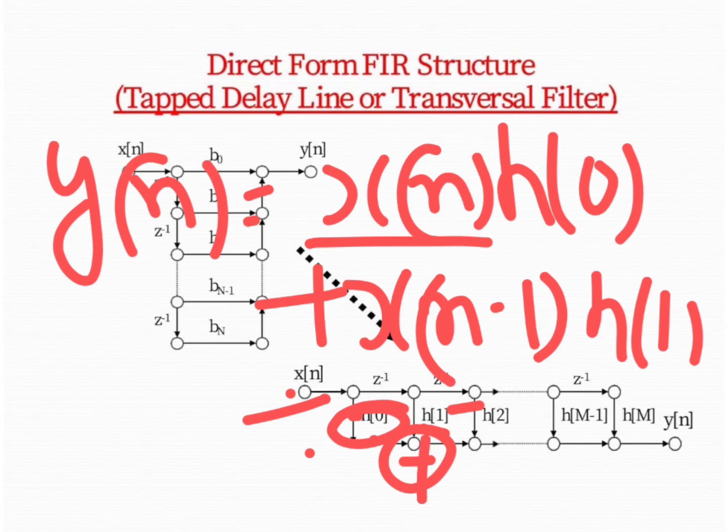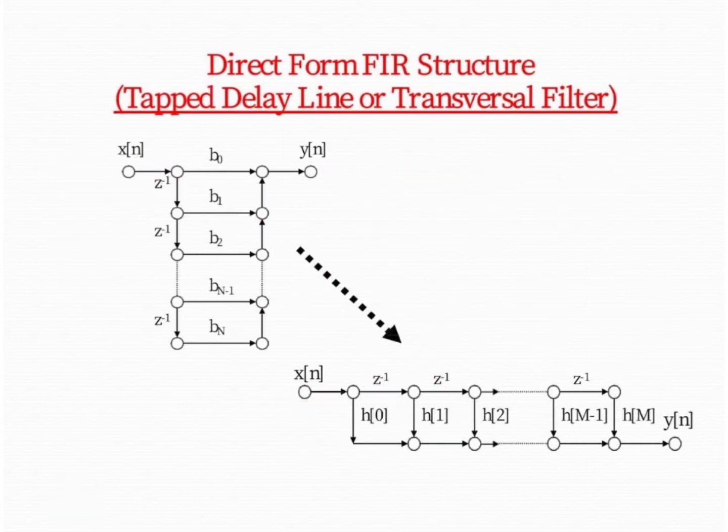The next term is x of n minus 1. Here we use a delay function, and after crossing this delay we get x of n minus 1, and the multiplier term is h of 1. So in this way, these are two different ways of arranging our zeros terms in case of an FIR system. In this way we can draw it.